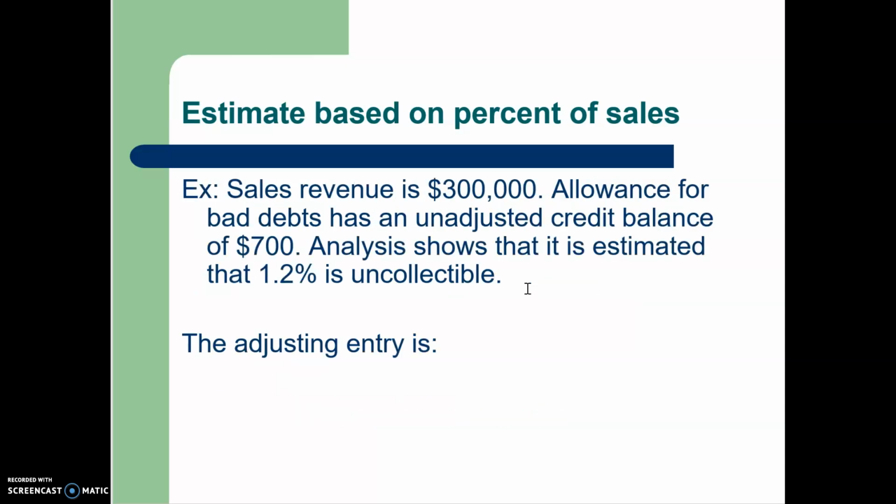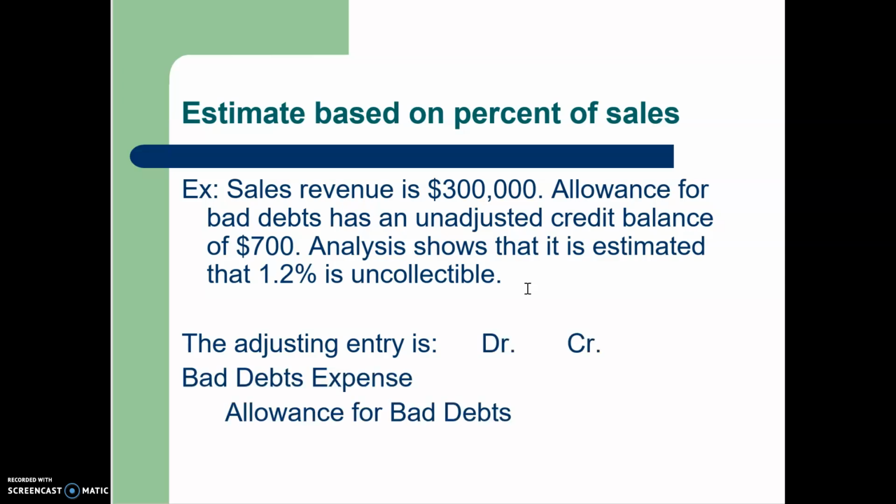So let's take a look at an example. We've got sales revenue of $300,000. Allowance for bad debts has an unadjusted credit balance of $700. Analysis shows that 1.2% of our sales revenue is uncollectible. So we know we need to debit bad debts expense and credit allowance for bad debts, and using the percent of sales method, we're going to get the amount of this entry. So we're going to take the 1.2%, multiply it by the 300,000, that gives us 3,600. That's going to be the amount of our adjusting entry.